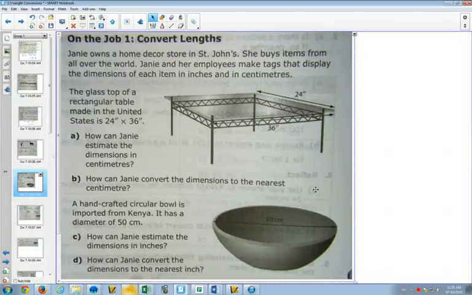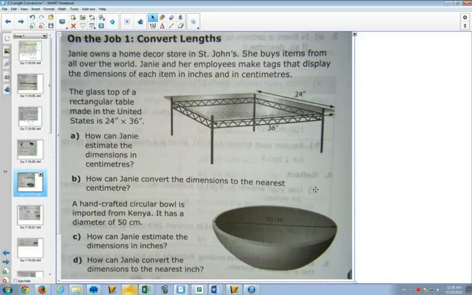One for converting lengths. She buys items from all over the world, but then she and her employees make displays that show each of the dimensions in inches and centimeters. So here's a glass table, and it was made in the US, so the side lengths are 36 inches by 24 inches.